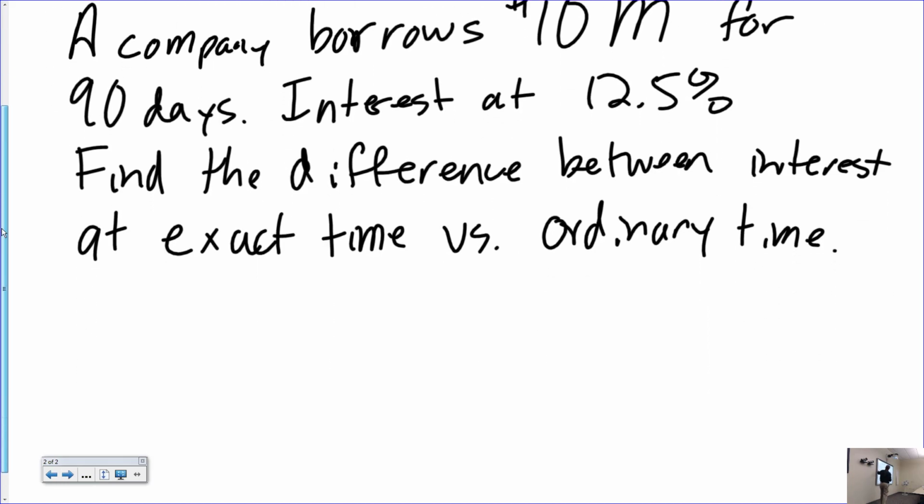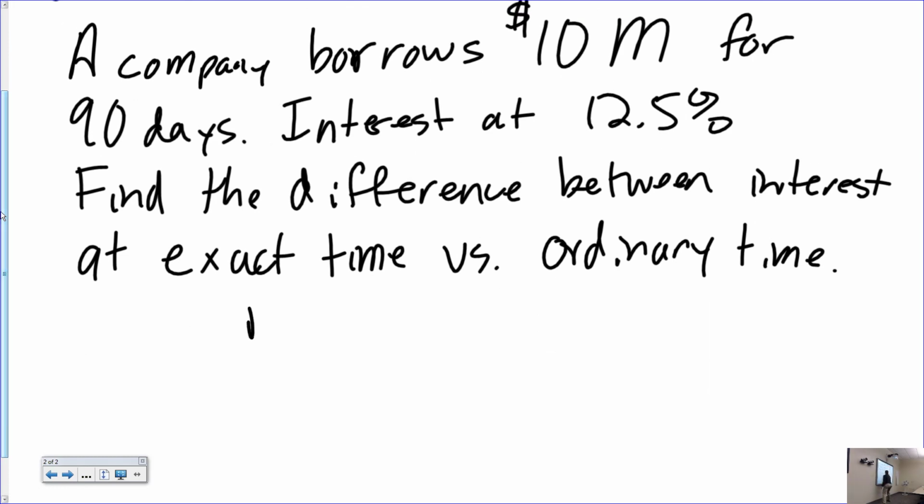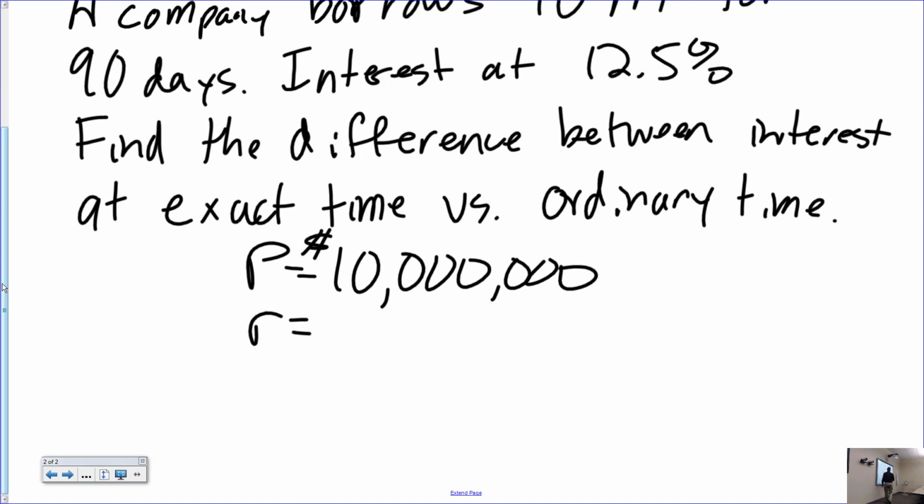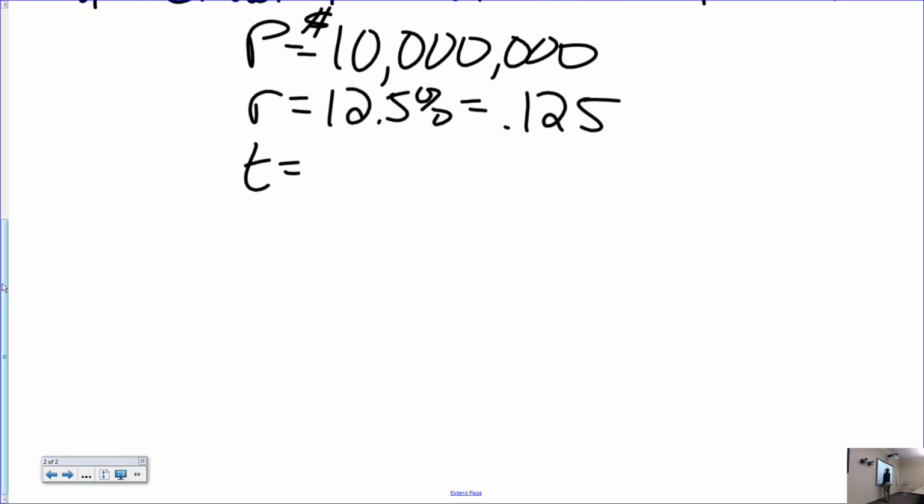Okay, so anyways, here's how it goes. What did I borrow, folks? What's P? $10 million. Again, remember, 10 million, not just 10 bucks. What was my rate? 12.5%. Again, convert correctly: 0.125. And then my time is technically 90 days, and this is the exact amount of time. They borrowed 90 days worth of money, and they paid it back after 90 days plus the interest.